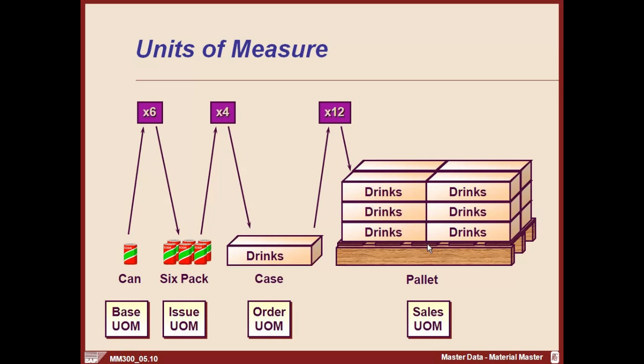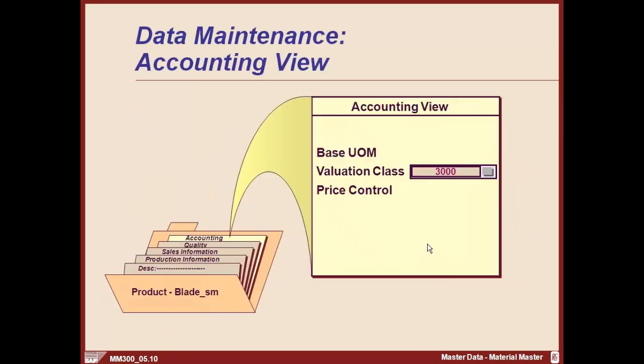Base unit of measure is the unit in which the material is being measured. Unit of issue or issue unit is the one in which you issue the material to the production shop floor. Order unit is the one in which you order the material from the supplier. Sales unit is the one in which you sell the product to the customer, and stock keeping unit is the unit in which you receive the material when it is delivered from the vendor, right? So these are different units of measures.